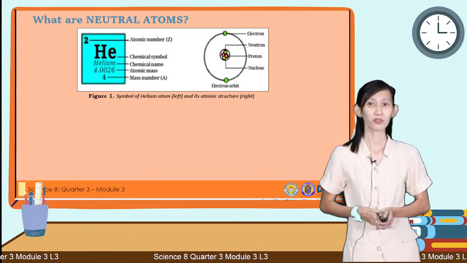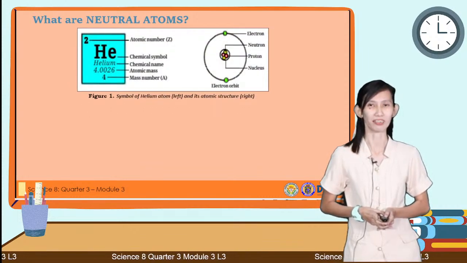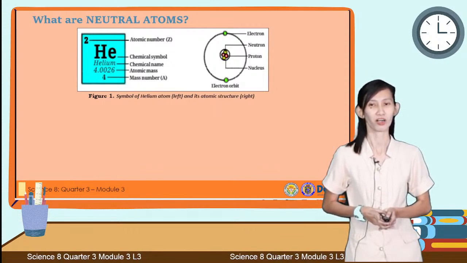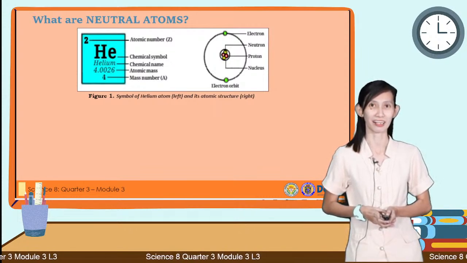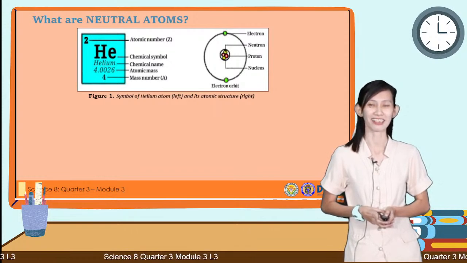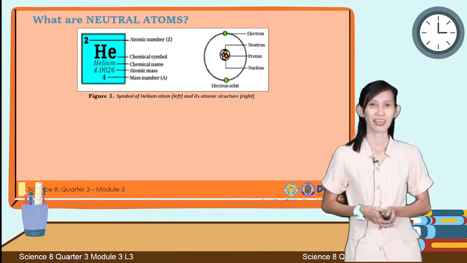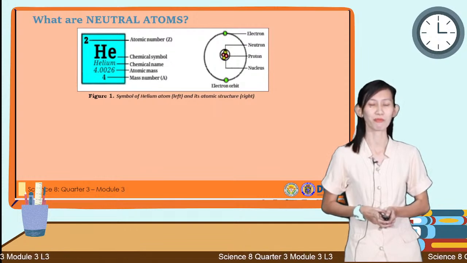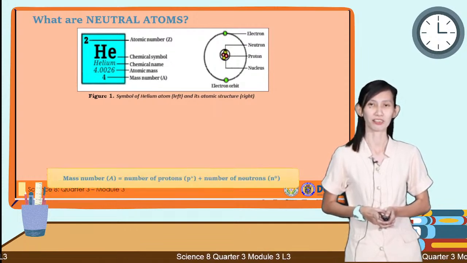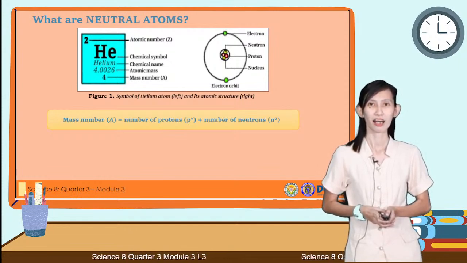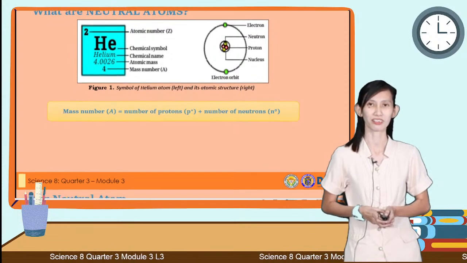Notice the atomic structure in figure 1. Symbol of helium atom on the left and its atomic structure on the right. Do they have an equal number of protons and electrons? The answer is yes. Since the mass of an atom is concentrated in the nucleus, the mass number, designated as A, is equal to the sum of the masses of the protons and neutrons. That is, mass number equals protons added to the number of neutrons.